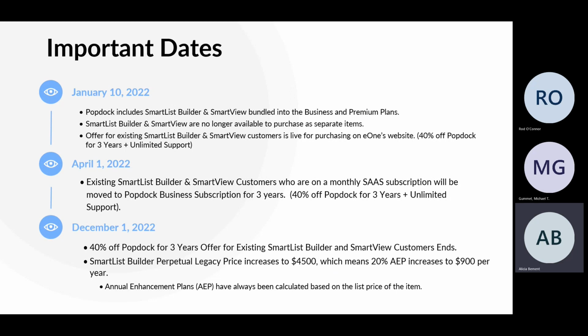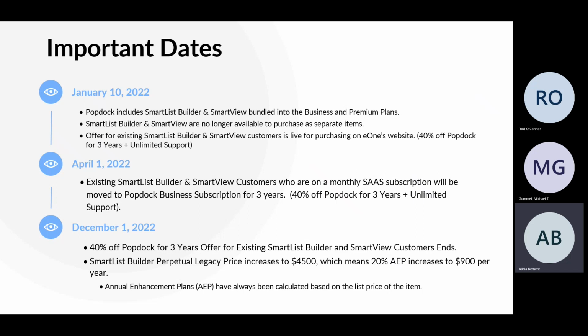All right, so just some important dates to remember here. January 10th is when the Smart List Builder, Smart View, Popdock bundle officially comes on our website. However, if you want to take advantage of it prior to that, we did make that available, as I mentioned before, that first week in November. So we can help you out with that. On April 1st, those current subscription customers will be automatically grandfathered into that plan. So you'll automatically have access to those additional products and benefits.